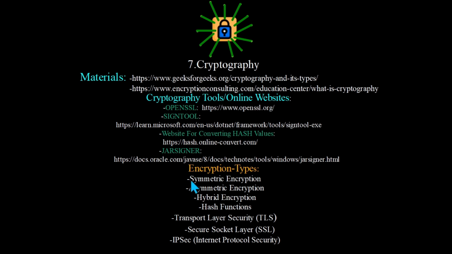And if you guys want to know more about these specific encryption types, you can look at the materials here. And also on this website, you will get a demo explanation about it. And these are the cryptographic tools or online websites where you guys can encrypt your files, encrypt your website, or encrypt network communication. So the first one will be OpenSSL on this website.